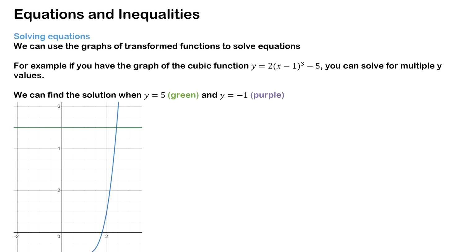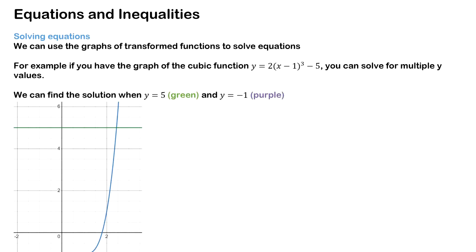In this video, we will cover equations and inequalities. We can use graphs of transformed functions to solve equations. For example, if we have the graph of the cubic function y equals 2(x minus 1)^3 minus 5, you can solve for multiple y values.